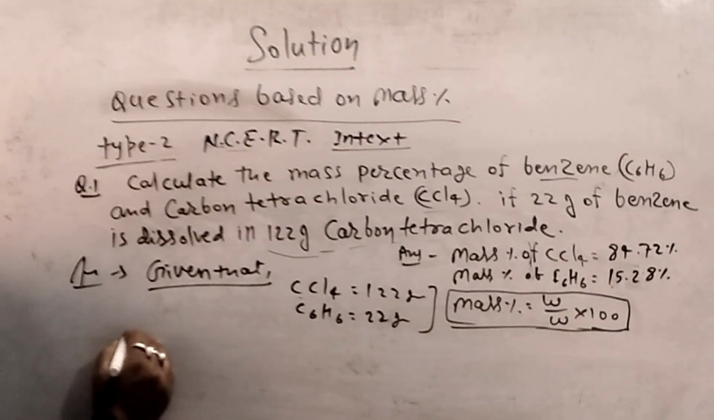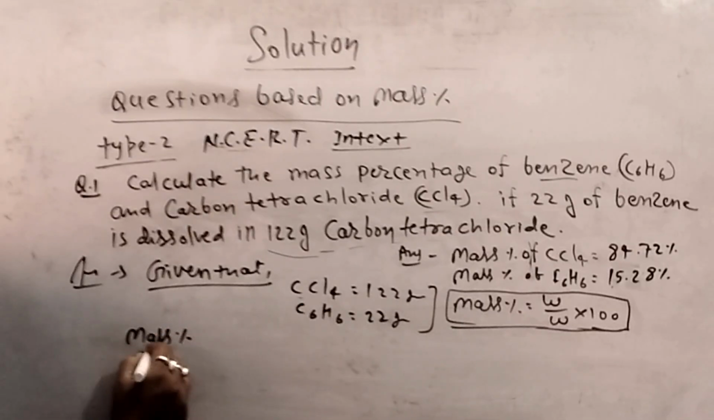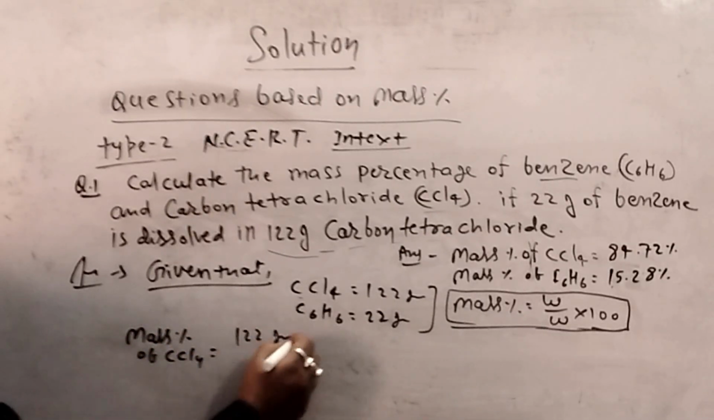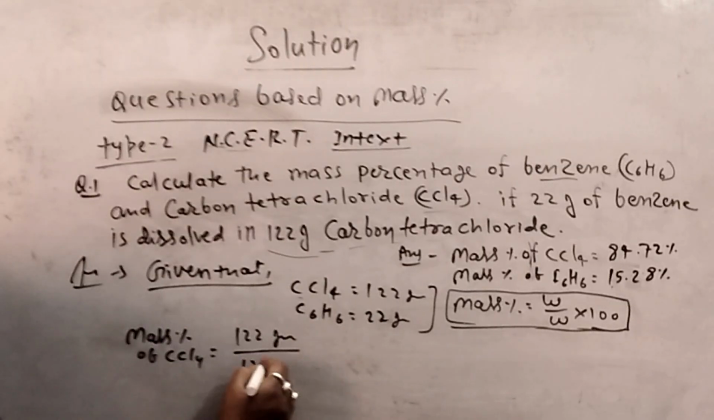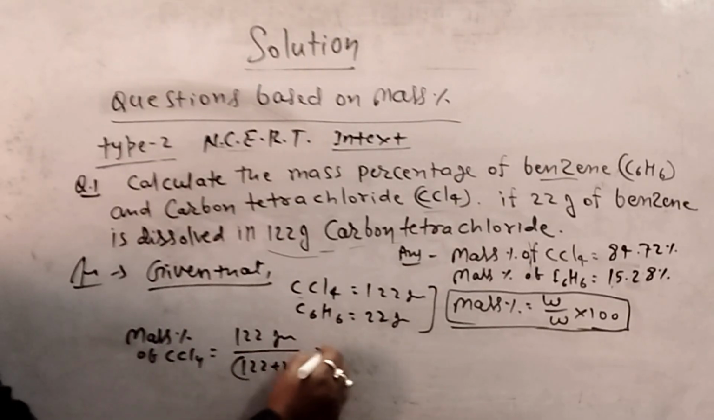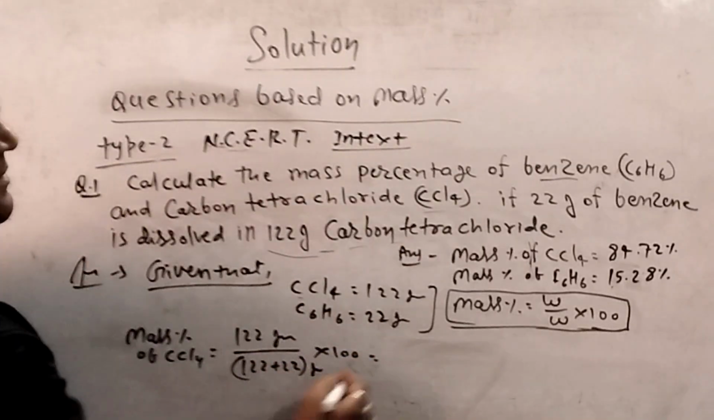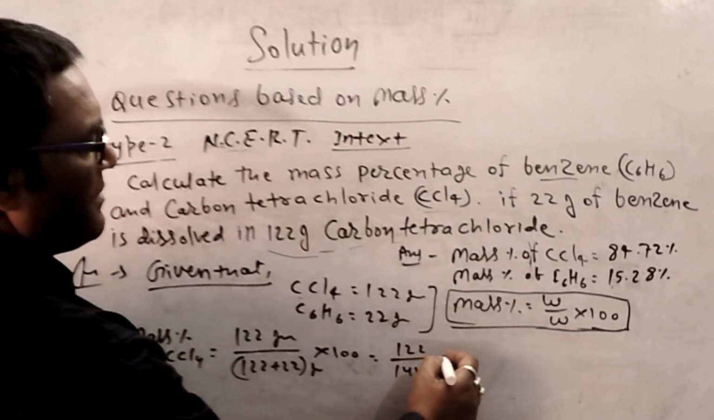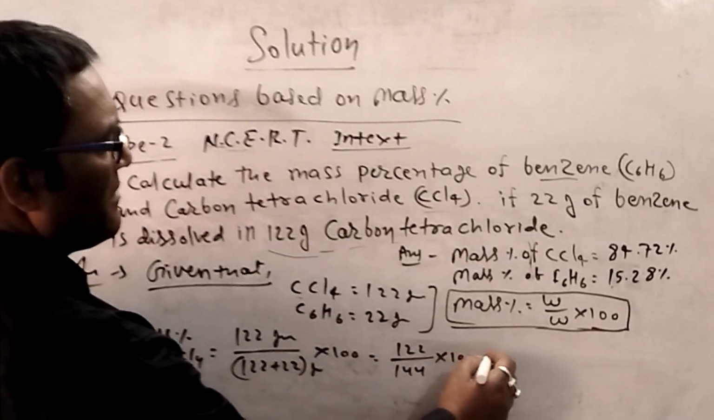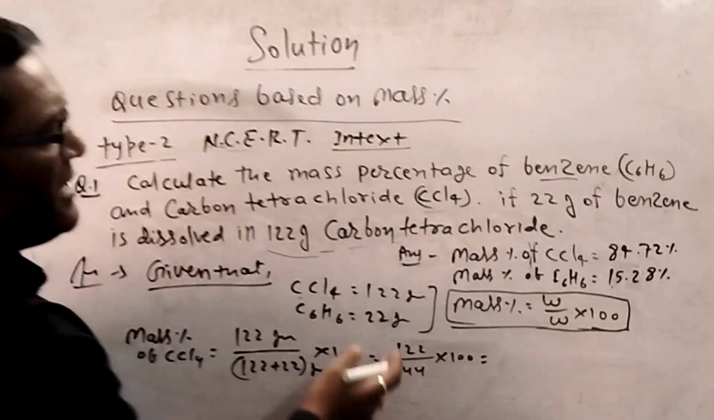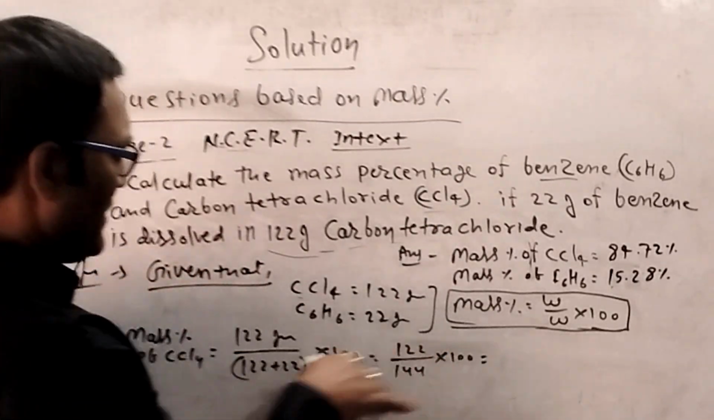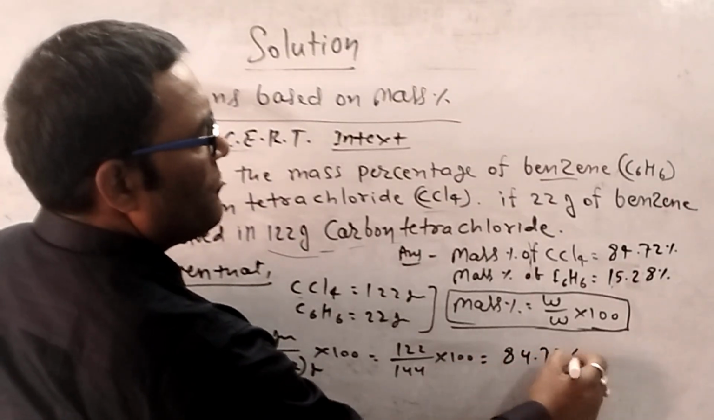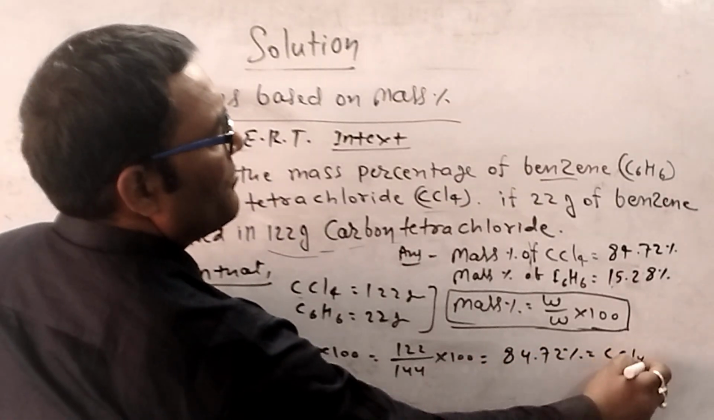According to the question, the mass percentage of CCl4: here CCl4 is 122 gram and the total mass of solution is 122 plus 22 gram, multiplied by 100. So 122 divided by 144 multiplied by 100. After calculation we get the result: the mass percentage of CCl4 is 84.72.